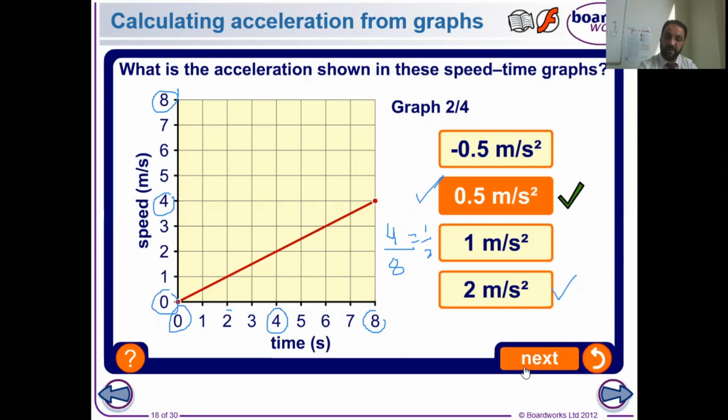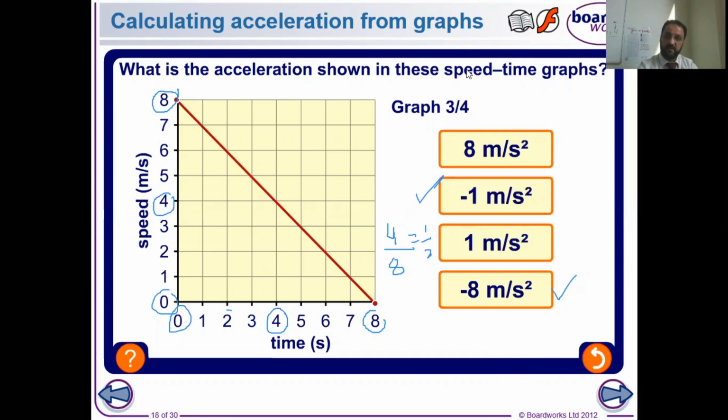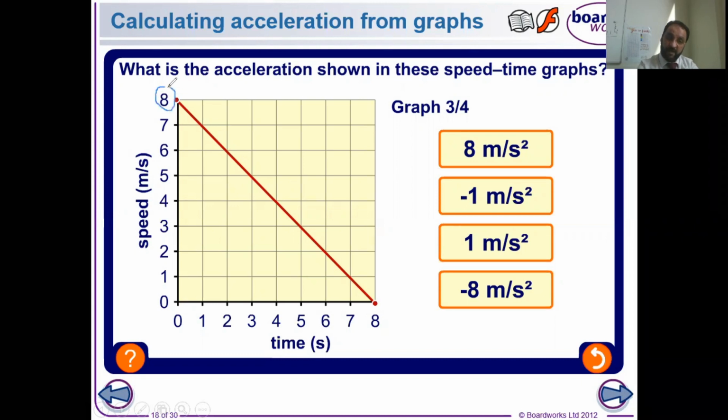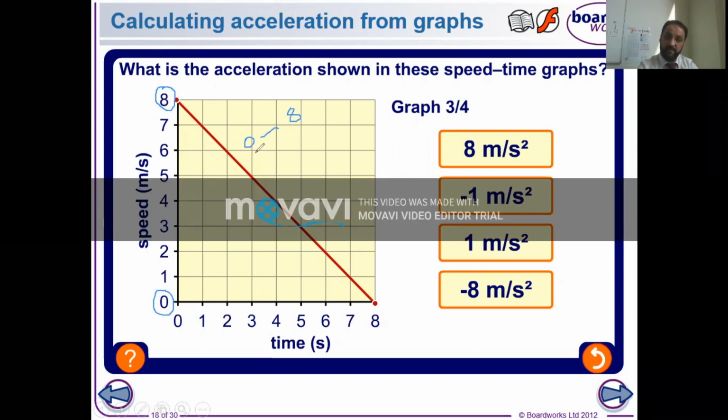Yeah, 0.5 meters per second squared. Okay, now in this case, it's descending, moving downward. So now this is y1. It starts from here and ends here. So y2 minus y1. This is 2 now. So 0 minus 8, divided by x2 minus x1. So 2 is what? It starts and ends here. So 8 minus 0.